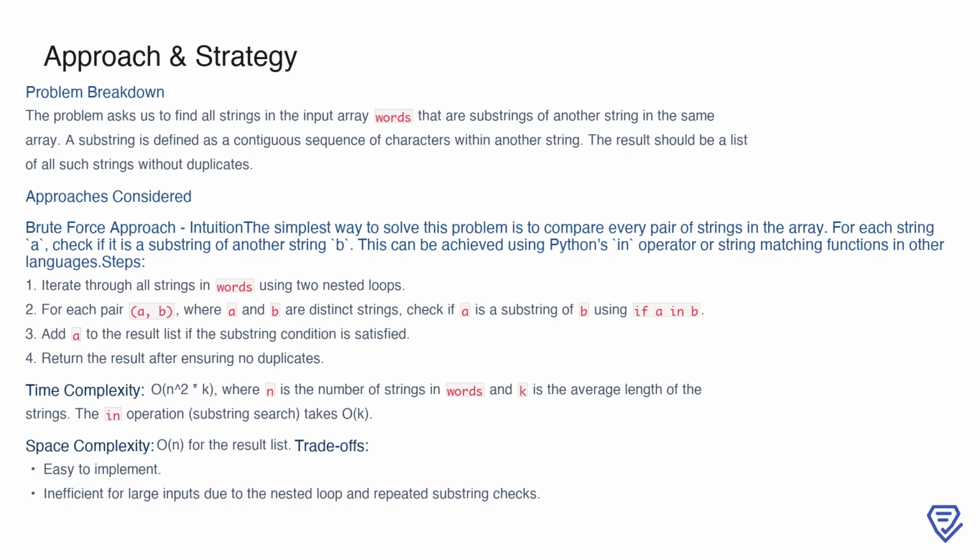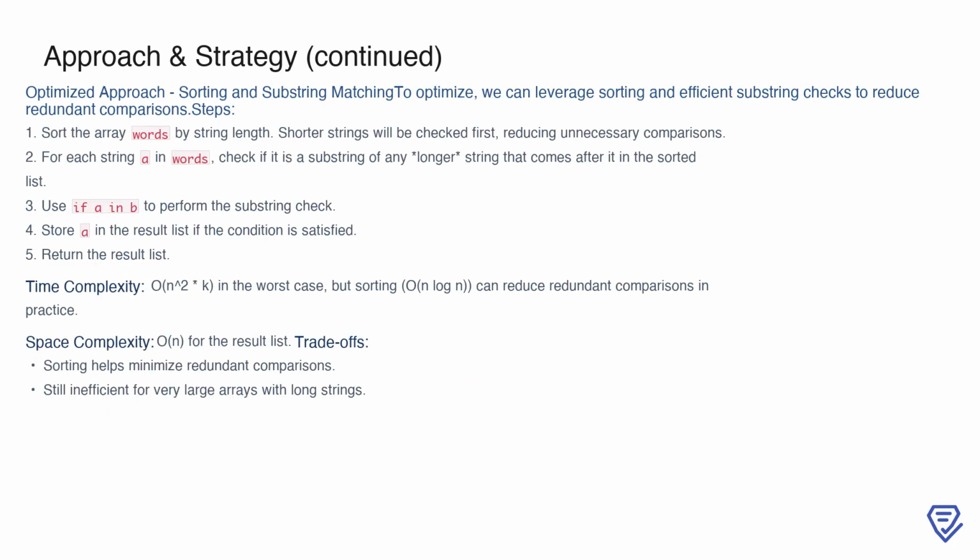To improve upon the brute force method, we can use an optimized approach that involves sorting the strings by length before performing the substring checks. By sorting, we ensure that shorter strings are checked first, reducing unnecessary comparisons with strings of the same or smaller length. In this approach, we iterate through the sorted list. For each string, we only check if it is a substring of any longer strings that appear later in the sorted order.